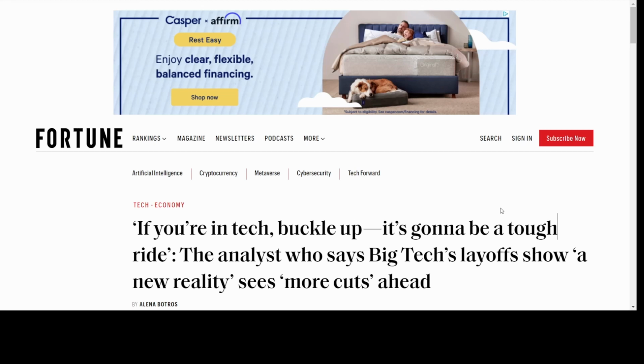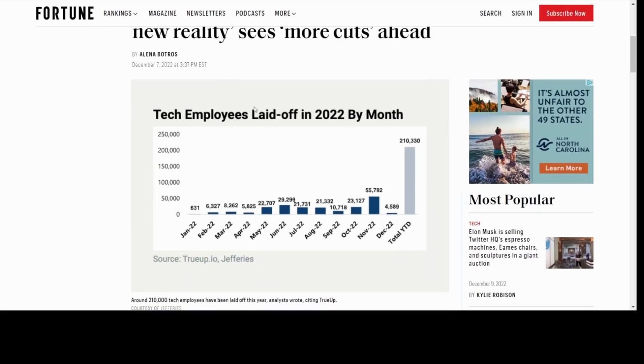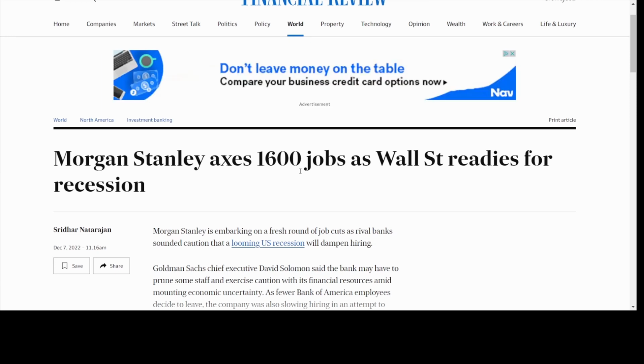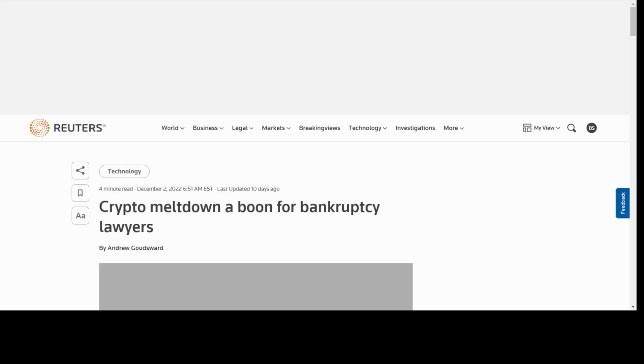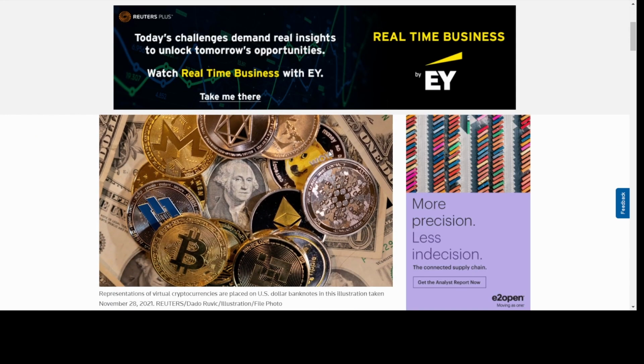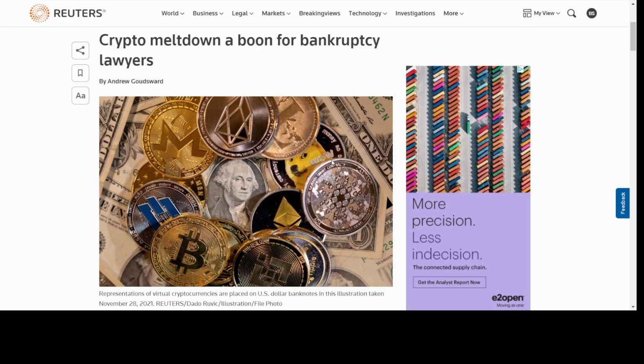So on top of all these bank closures, you have a lot of layoffs in different sectors like the tech sector. You have different layoffs in the banking sector, such as Morgan Stanley and other banks. And also you have a lot of bankruptcies in these cryptocurrency exchanges, which is more liquidity that's being drained.